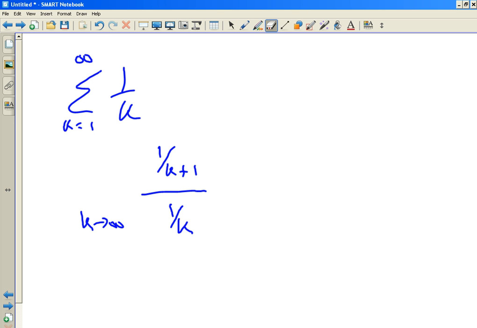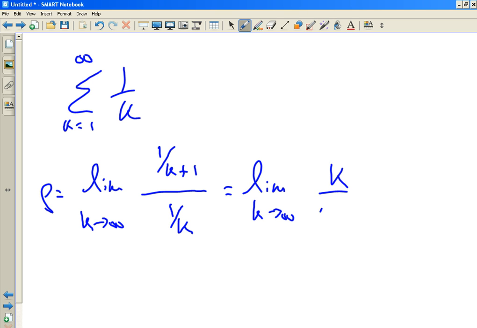Does that limit exist? Okay? Limit. So that's a rho. What's a rho? Well, how do you evaluate a limit that's a ratio? You want to see if it's bottom heavy, top heavy, equal degree, maybe L'Hopital, something like that, right? But how do you divide a fraction by a fraction? Reciprocal, right? So is this the same thing? The limit as k goes to infinity of k over k plus 1? If I multiply by the reciprocal, the k ends up in the numerator, right? Well, that limit you know. What is it? Is it bottom heavy, top heavy, or equal degree? Equal degree, so leading coefficients. What do you get? 1.